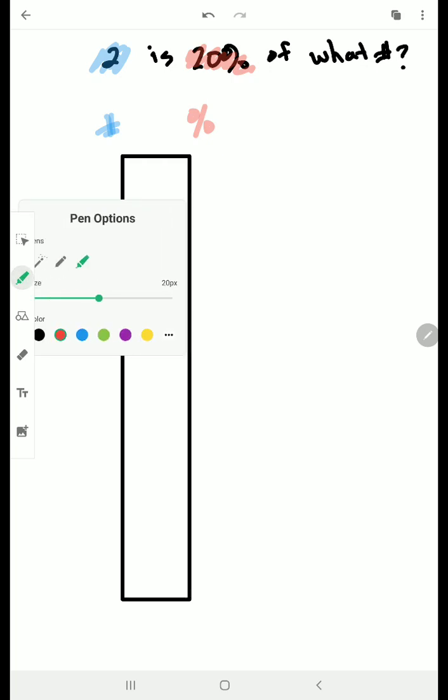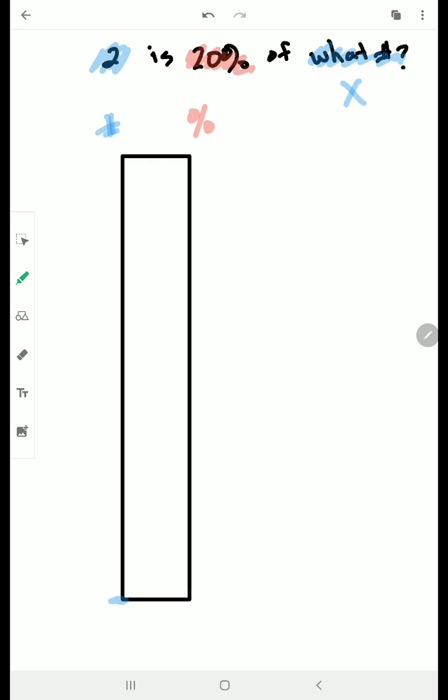And then we know one more piece of information. We're looking for some number. That some number is where the number line is going to end. It's right down here. This is our unknown. This is our x. That goes right there. We don't know yet where the 2 goes on this.